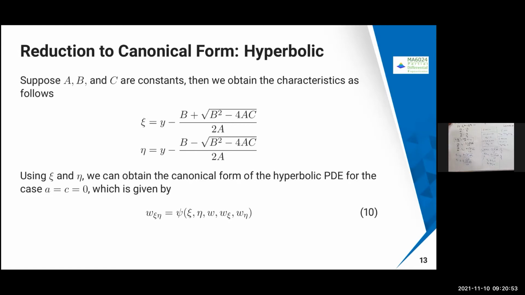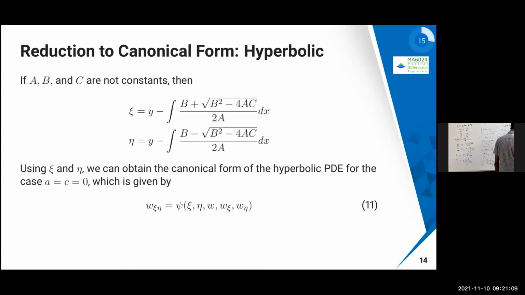So using this chi and eta, what you are going to get is that we can obtain the canonical form of the parabolic PDE for the case b equal to a equal to c equal to 0. That is the case we are considering so far. So that is given by this equation that we have seen. Now, what is the use of this? If I take my chi and eta in this way, then I can obtain my solution for this chi, if a, b, c are constant. If it is constant, you are going to get this.